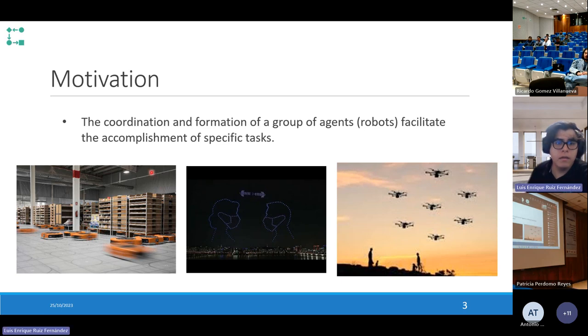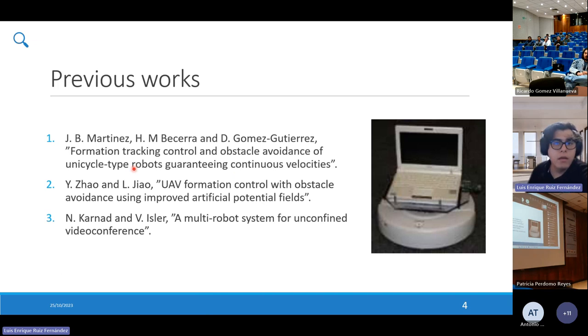Previous works: these three works are the most similar to our work and are a kind of inspiration for the research. The first one, by Martinez, Becerra and Gomez, develops formation tracking. They develop a strategy to follow a predefined trajectory while keeping a formation and avoiding obstacles with a non-holonomic model such as a differential drive robot. The second work, by Xiao and Yao, has the same purpose, but they use a wheeled robot. It is not a DDR robot, but it has non-holonomic constraints, and it also uses obstacle avoidance.